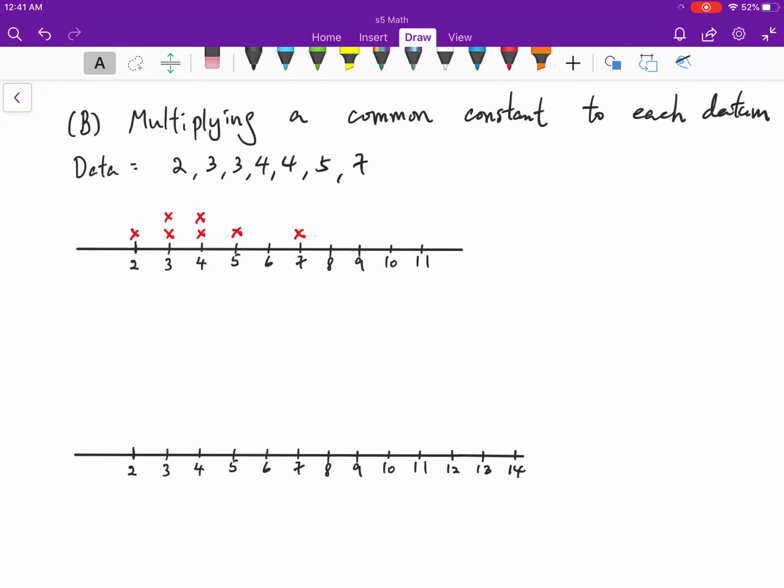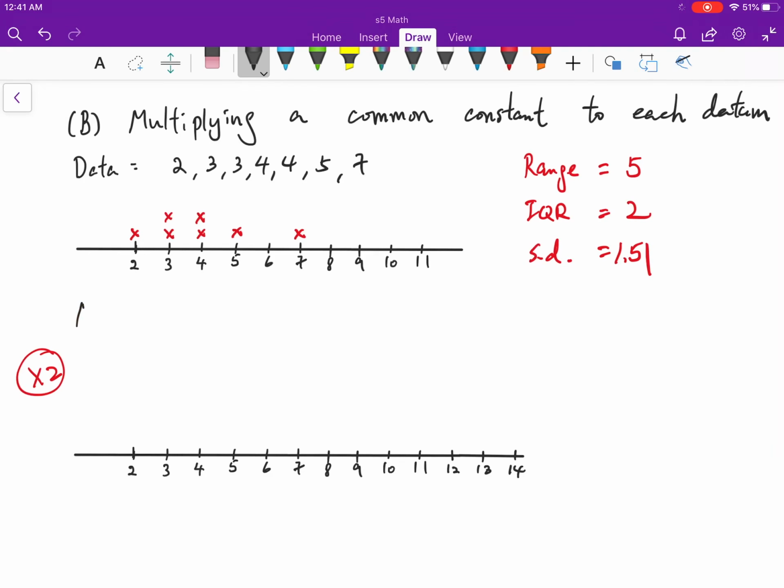So now we go to part B. How about if we multiply a common constant to each datum? Let's consider the same set. The data 2, 3, 3, 4, 4, 5, 7 are here. So let me repeat the answers. The range we found before is 5. IQR is 2. The SD is 1.51.